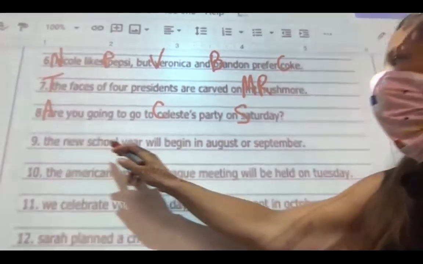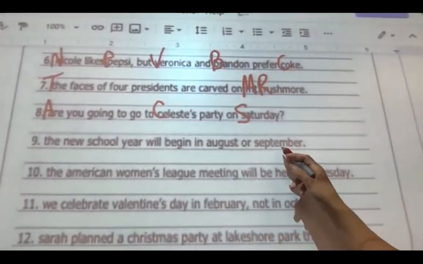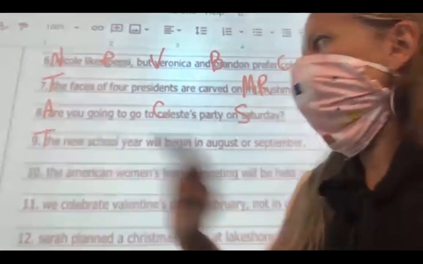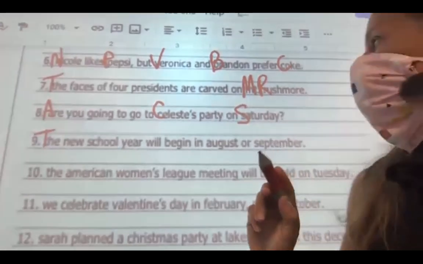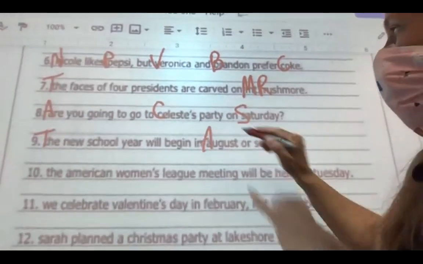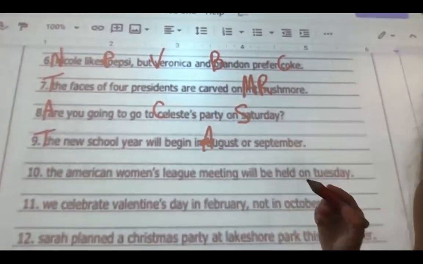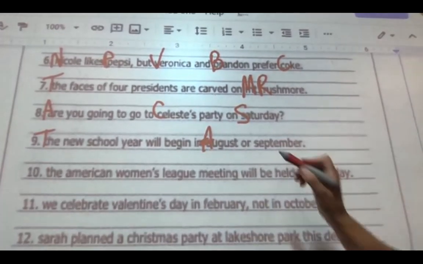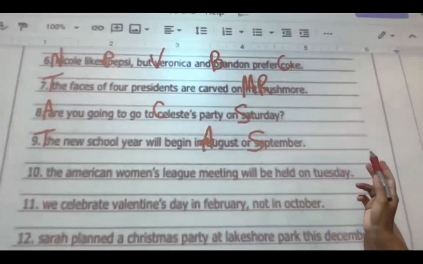Lily, the new school year will begin in August or September. T, we know for sure, beginning of sentence. A for August, we capitalize months. And S in September, it's a month too. Good. The American Women's League meeting will be held on Tuesday.